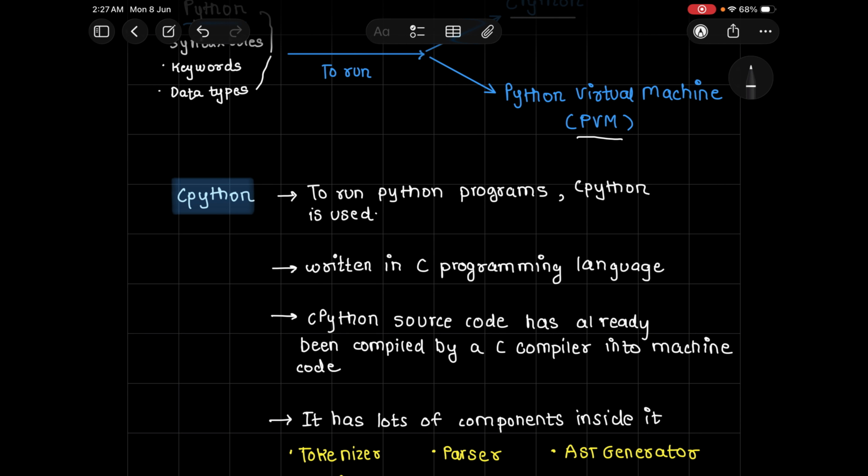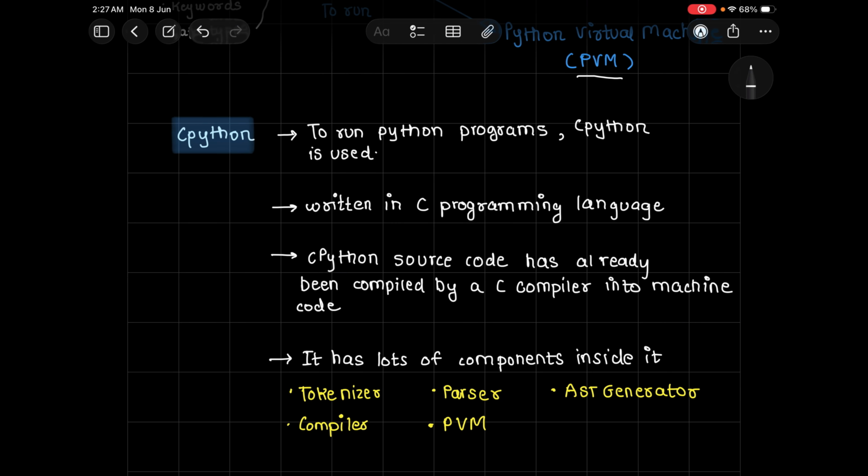So what exactly is CPython? CPython is written in the C language, as the name itself says. It is used to execute your Python programs. CPython contains the machine code of C. It doesn't contain the C program code, it contains the compiled machine code of the C language. That means the CPU can directly execute that machine code. So CPython contains that particular machine code.